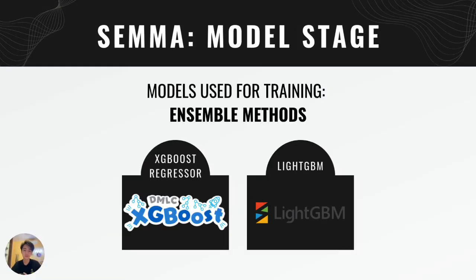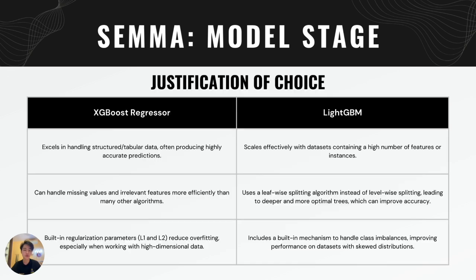I'm Gan and I will be explaining the model stage. So the models that we have used for training are the ensemble methods, including XGBoost regressor and LightGBM. So why do we choose XGBoost and also LightGBM?